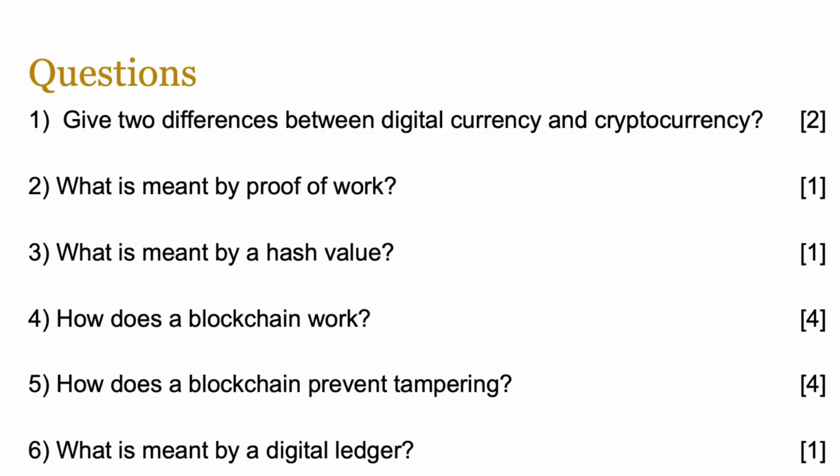Okay, that's all for this particular lesson. Hopefully you can answer the following questions. You should be able to give two differences between digital currency and cryptocurrency. You should be able to explain what is meant by proof of work, what is meant by a hash value, how does a blockchain work, how does a blockchain prevent tampering, and what is meant by a digital ledger.